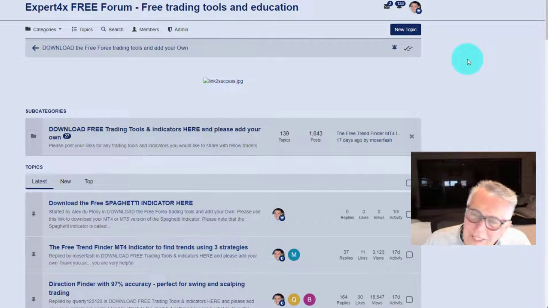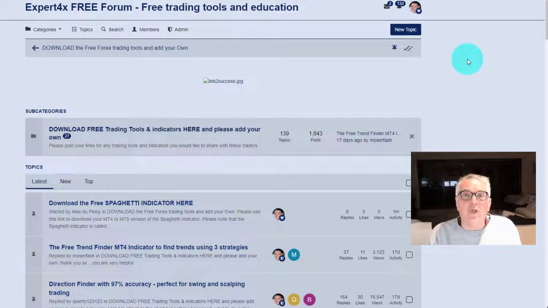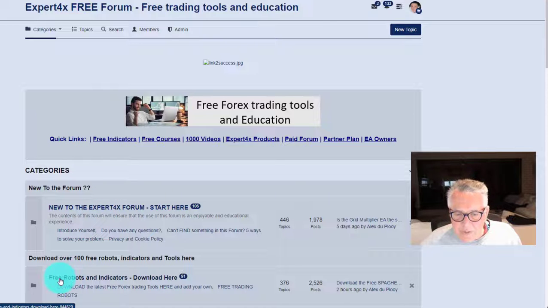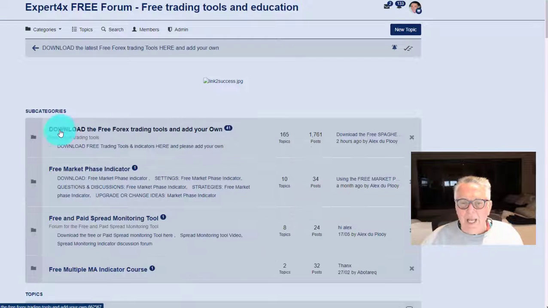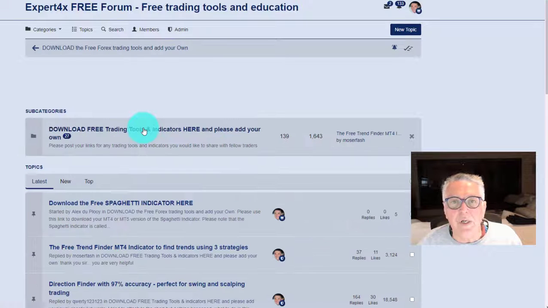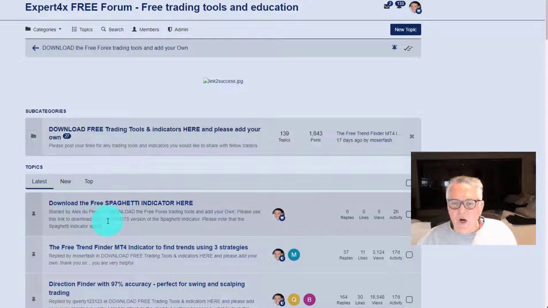Okay, so now the next question is, how do you get your hands on this particular indicator? Again, it's a free indicator, and that is why it's on our free forum. You just go down to the free forum. If you're not already a member, just join for free. It's a free forum. And then what you do is you enter on this page. You'll see free robots and indicators. You just click on that. Then you download free indicators, and you click on that one, and then download your free Forex tools, and that's what I've just done. So you click on that one, and there we are.